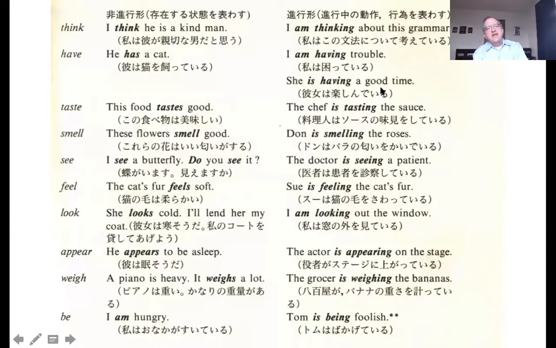Okay, there, I fixed it. Now, next we have "he has a cat." Now this says kateru, but it's not really kateru. Kateru means to raise a cat, and it's active. That's a bad translation. Has means iru or aru, okay?